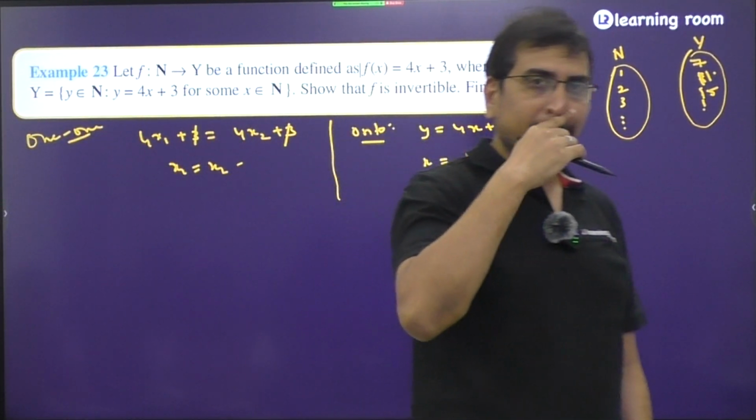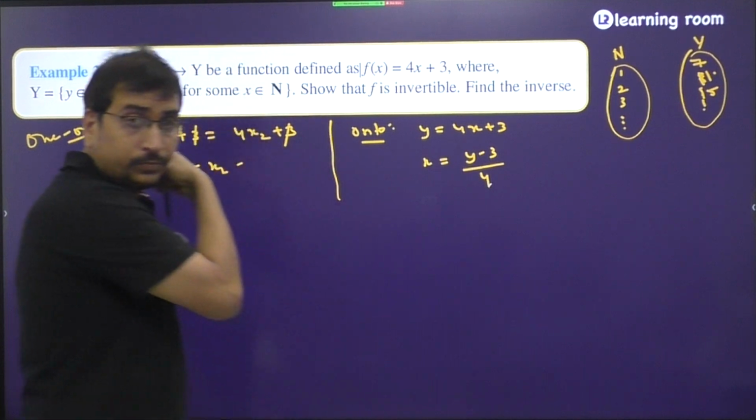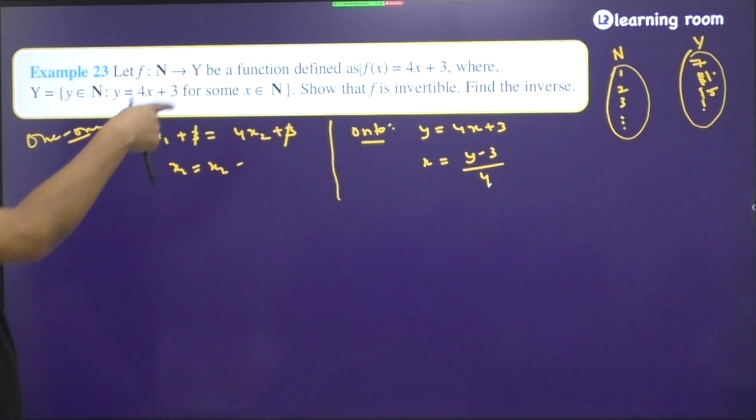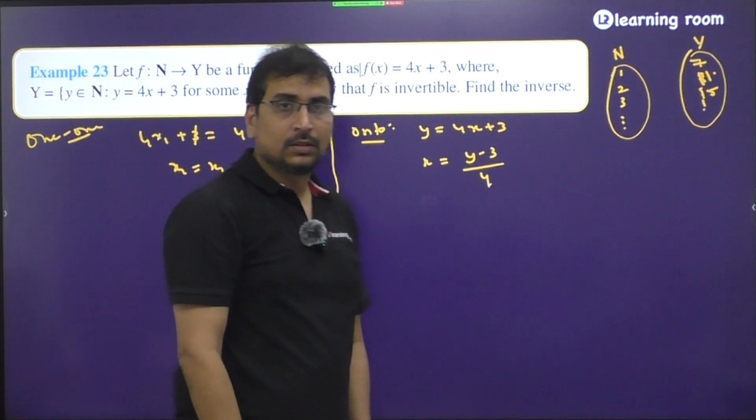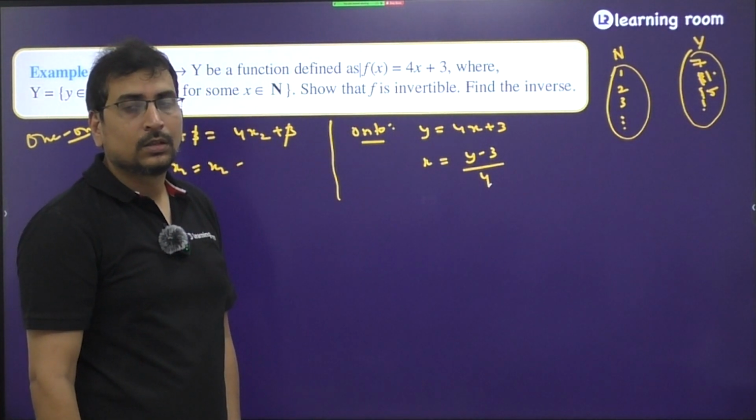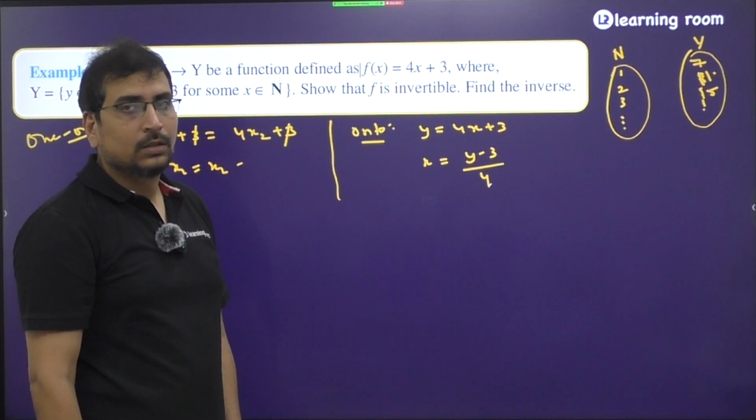Tell me. But what are the values y is taking? 7, no, substitute 7 there. Are you getting it? Okay.